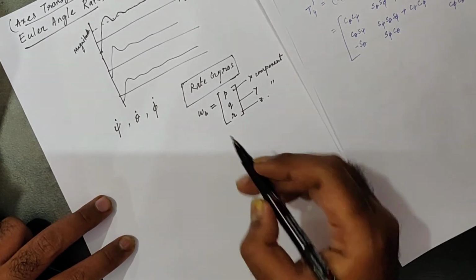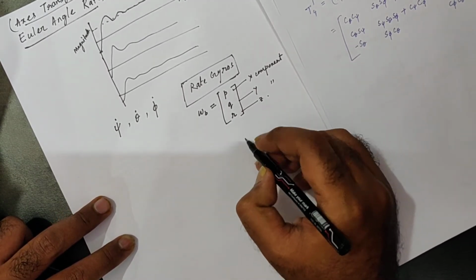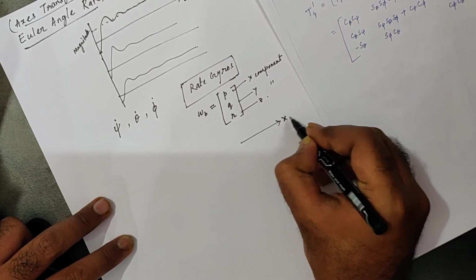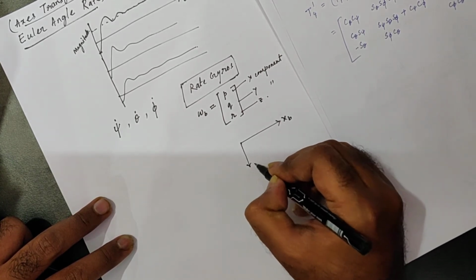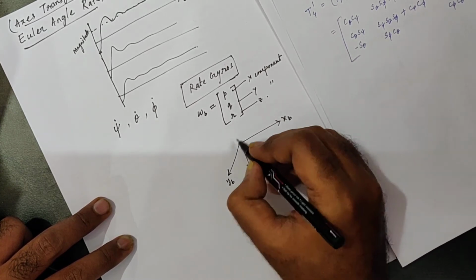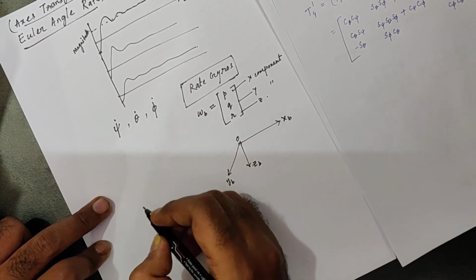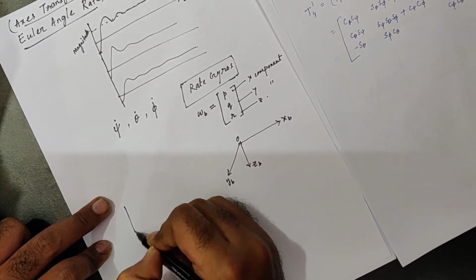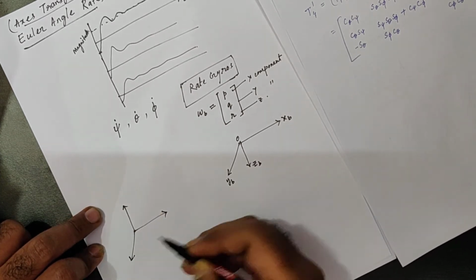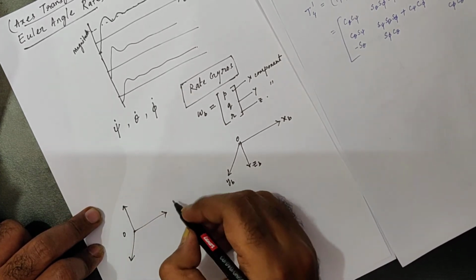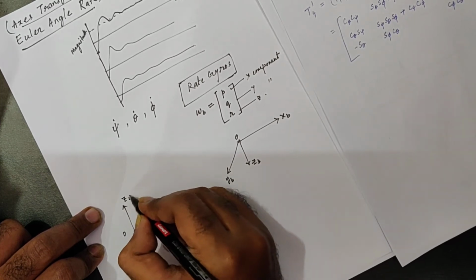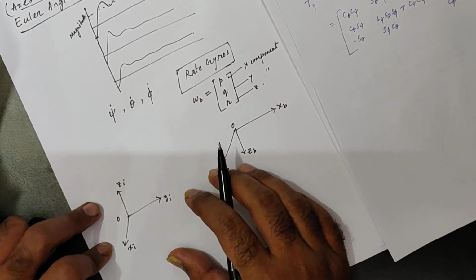So how do we do so? So let me draw the body reference frame again. So it is xb, and this is zb, and this is yb. Okay, this is the origin. And similarly, the inertial reference frame can be drawn in this fashion. Okay, xi, yi and zi.